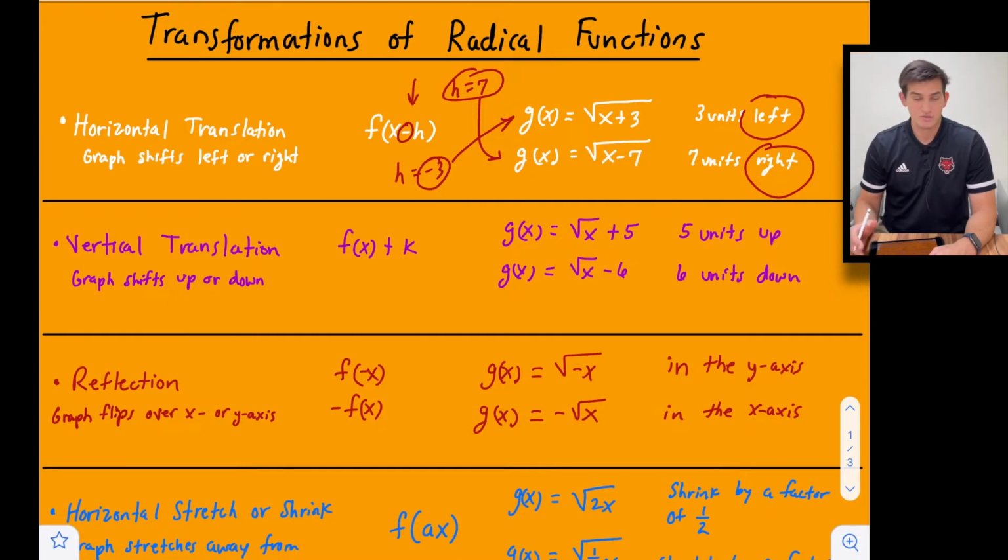Now, vertical translation, we're going to shift up and down, and we have f of x plus k. And this one is what it looks like because we have addition, and the variable k represents our vertical translation. So if k is 5, it's going to look like plus 5, and we're going to go up. If k is -6, it's going to look like -6, and we're going to go down. So vertical, a lot easier to deal with than horizontal.